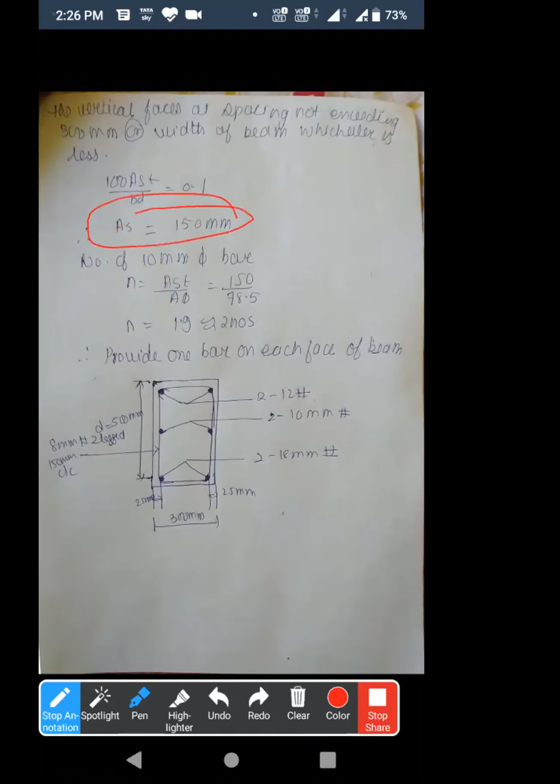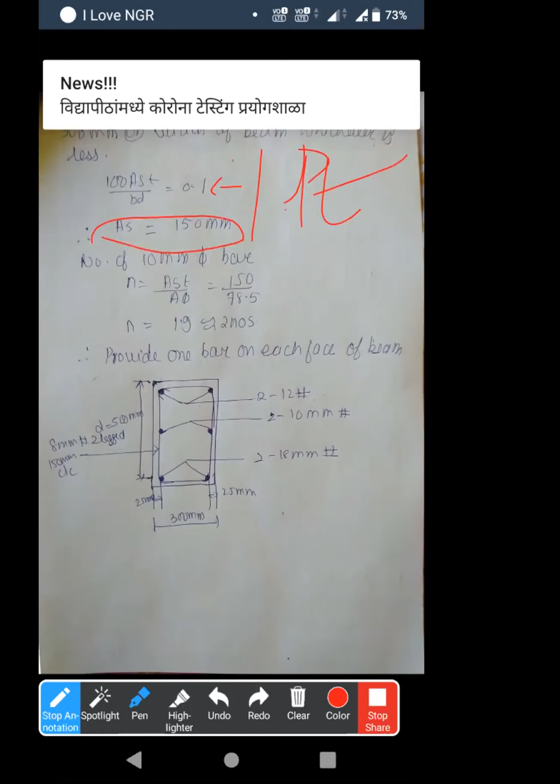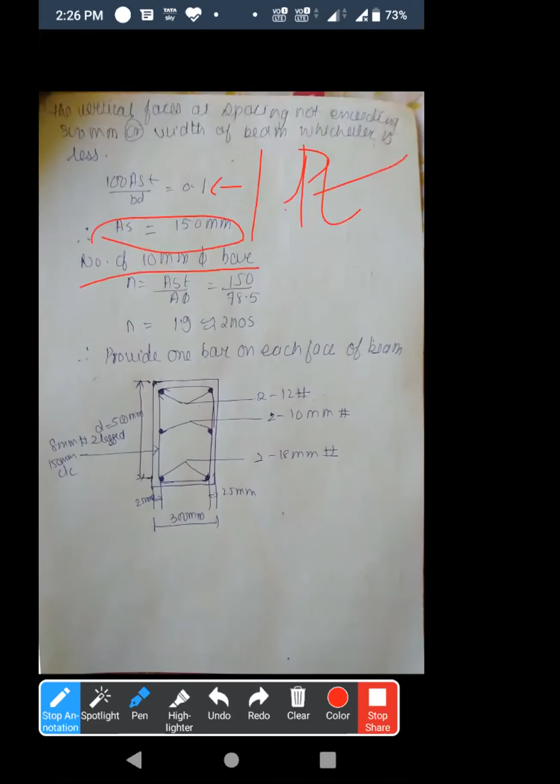You have to calculate the percentage area of steel: 100 AST upon BD. Here you calculate AST; the percentage PT is given to this. That is AST is equal to 150 mm. The number of 10 mm bars you are going to use for this is two numbers. Here, see in the diagram, now it will be clear. Provide one bar on each face of the beam.